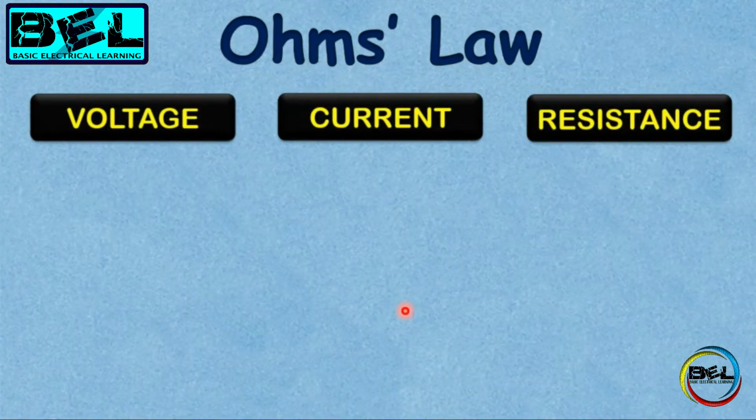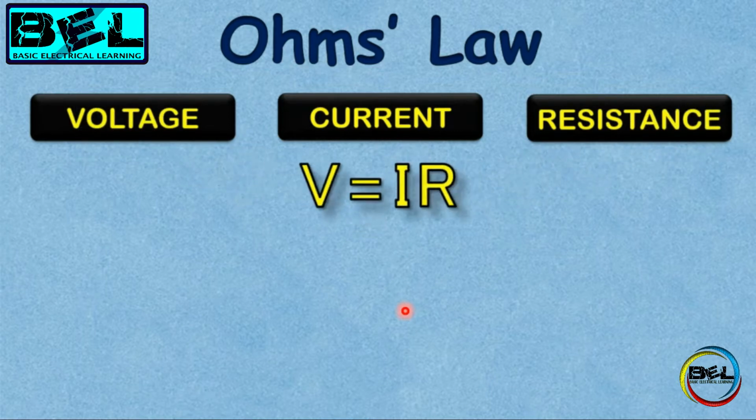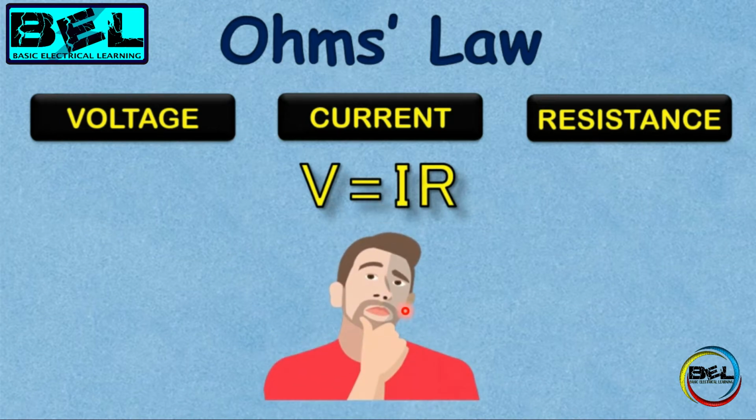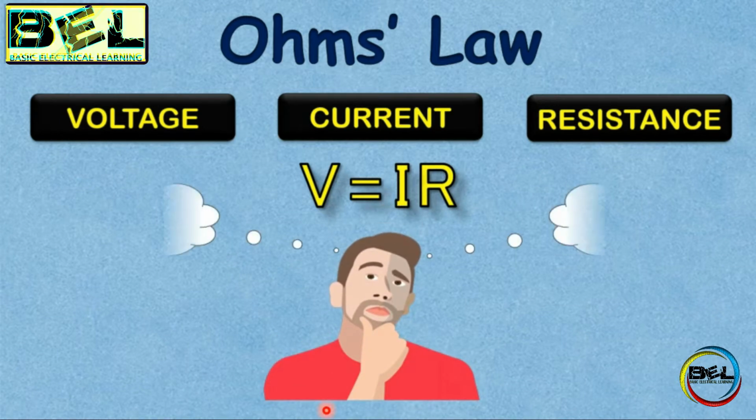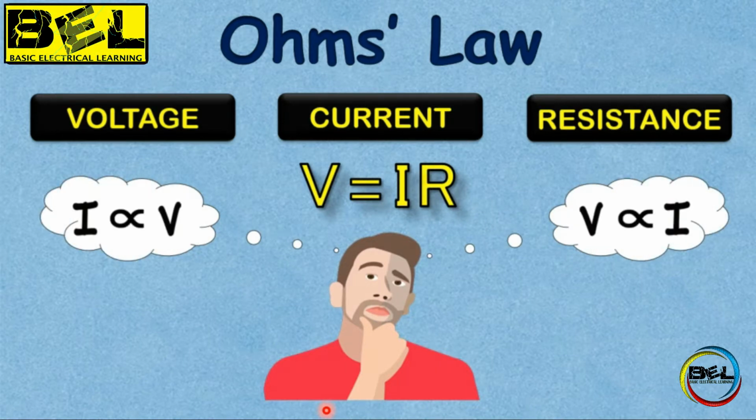Actually, Ohm's law shows the relationship between voltage, current and resistance. These are three electrical terms, and this relation is shown through the equation, that is V is equal to IR. But there is confusion in some people, and that is voltage is directly proportional to the current, or the current is directly proportional to the voltage. So let's see which equation is right.